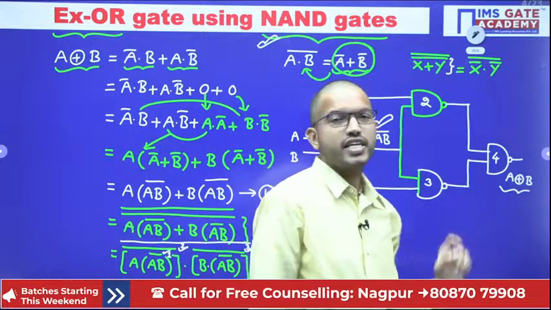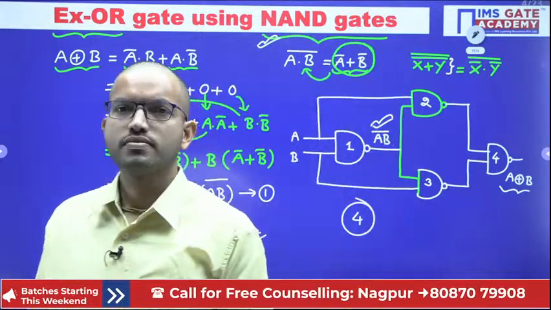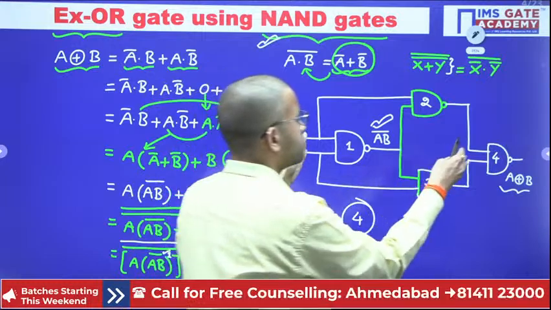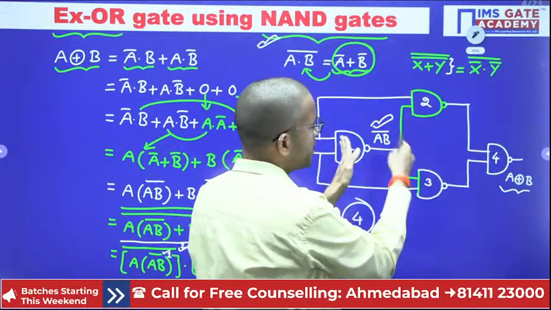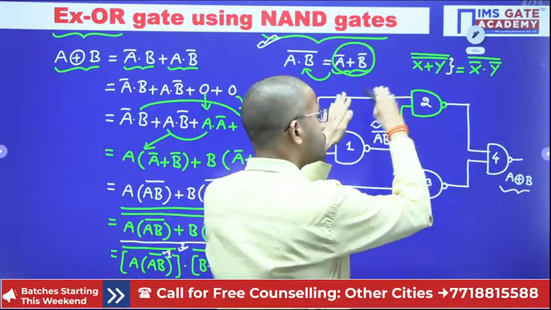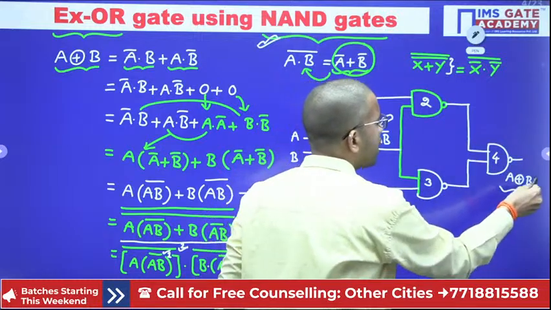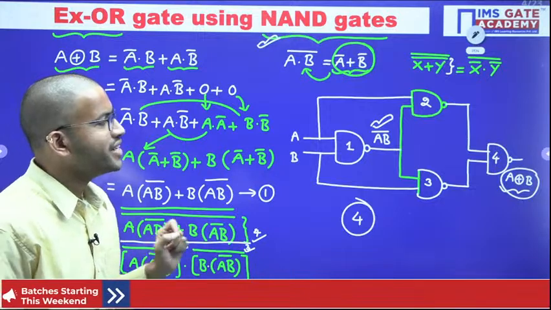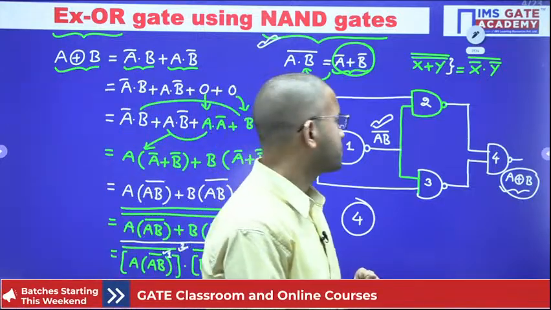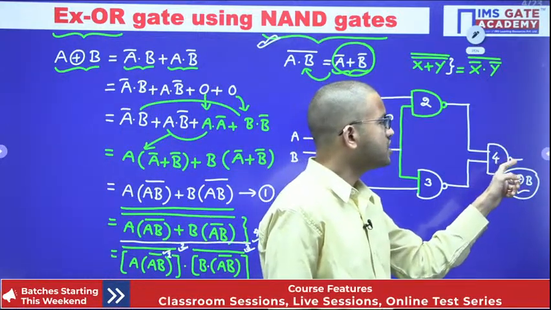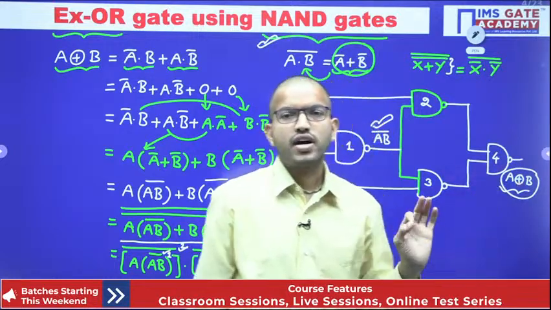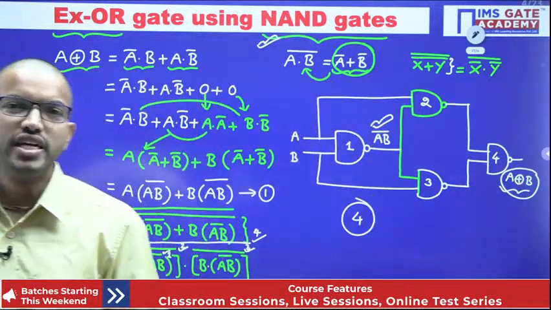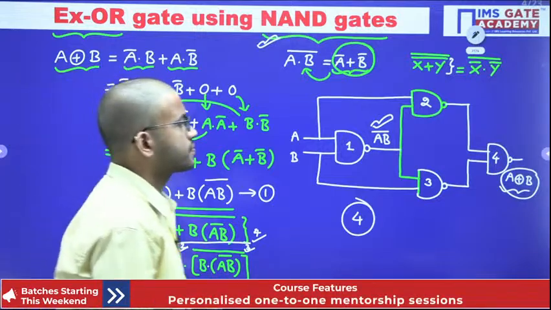In order to get XNOR, what can we do? Whatever 4 NAND gates we have, 3 stages together, I will consider this overall circuit diagram. The output we are getting is A XOR B. But now our requirement is to get A XNOR B. So what can we do? The output of this XOR, I have to pass through which logic gate so that I can get A XNOR B?